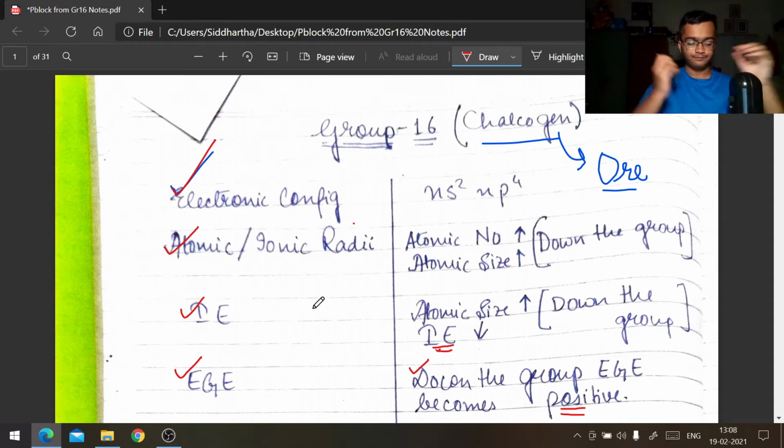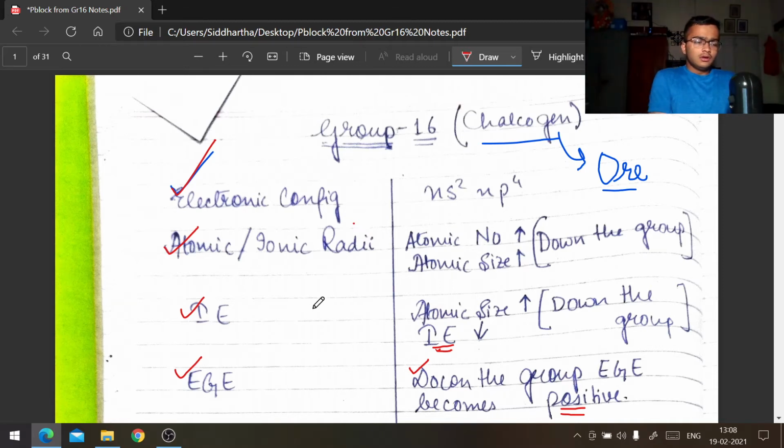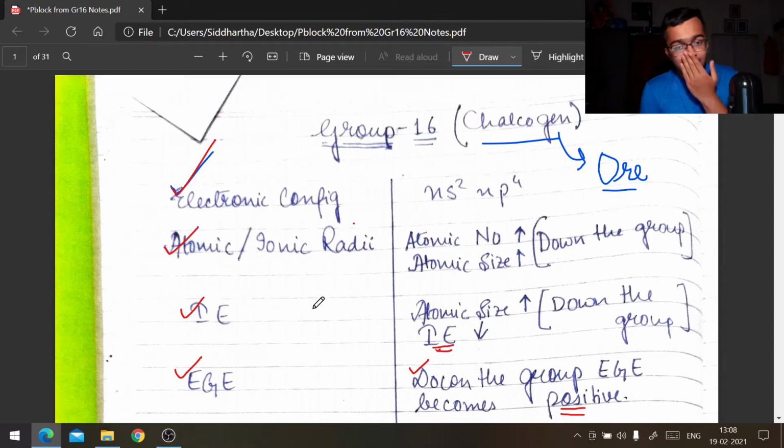I have told you about the group 16 elements. I have told you about their electronic configuration, which is ns2 np4. So 4 electrons in the outermost shell, so they will gain 2 electrons, or they can lose 4 electrons, whichever is more profitable to them.